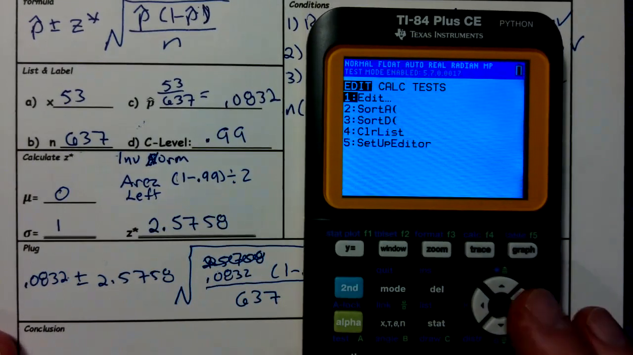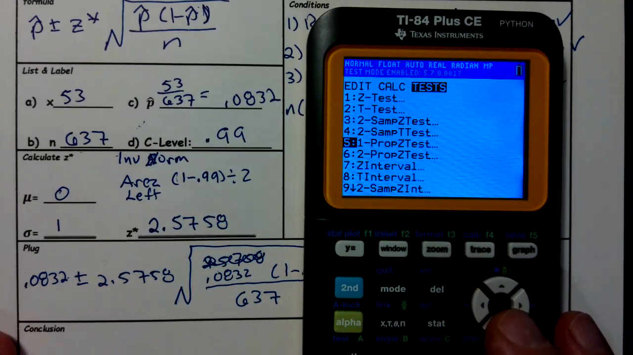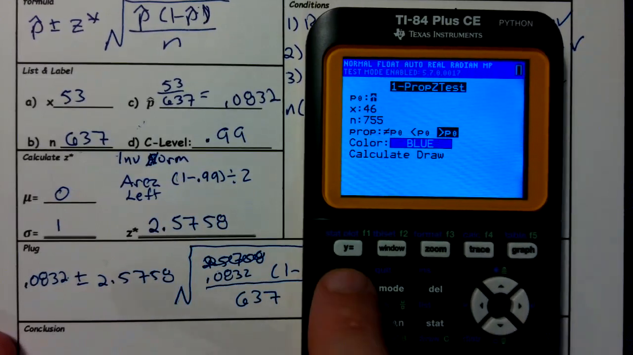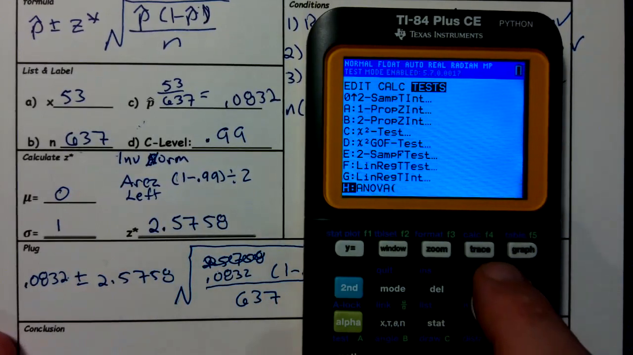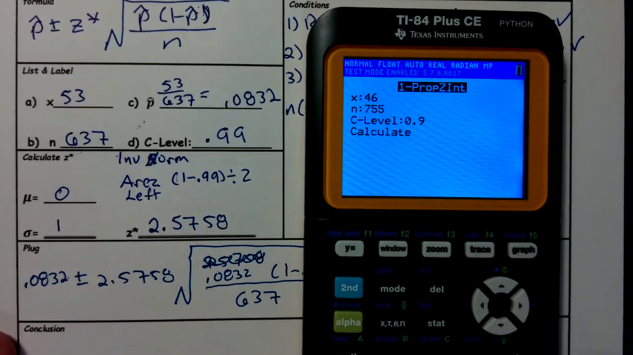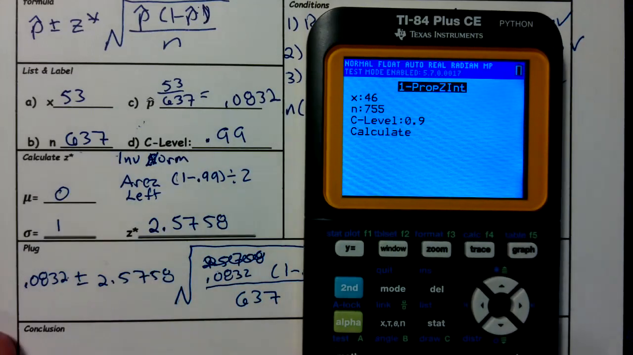Stat, arrow over to test, drop down to number 5, which is 1 proportion z-test. Oops, we're not doing a z-test, we're doing a z-interval. So stat, test, we're going to drop all the way down to letter A, 1 proportion z-interval. Our group of interest was 53, our sample size was 637, and our confidence level is 0.99.